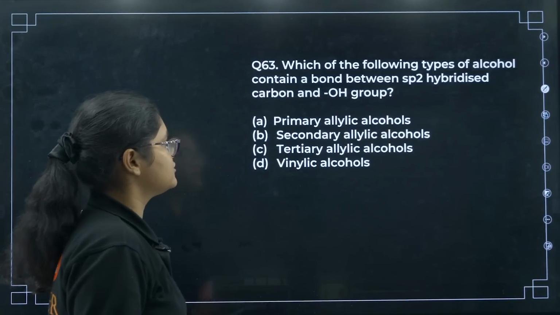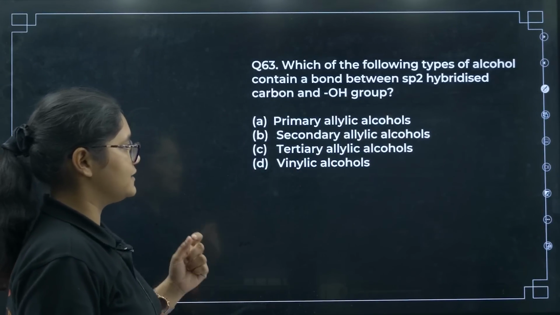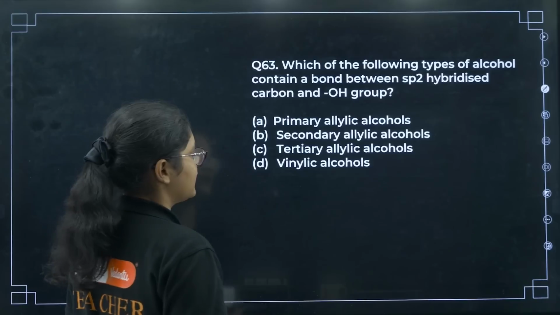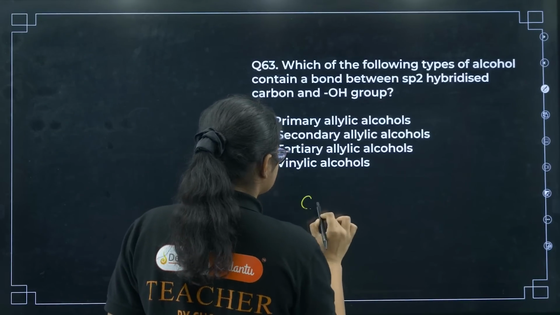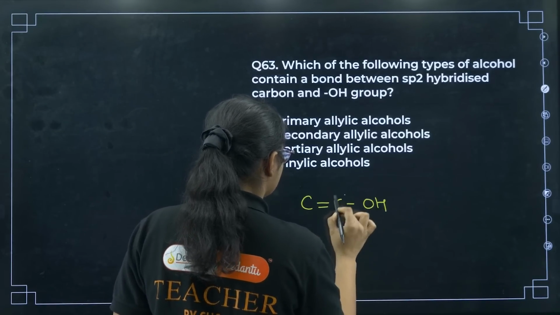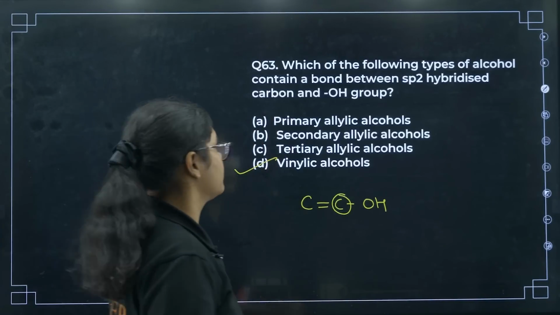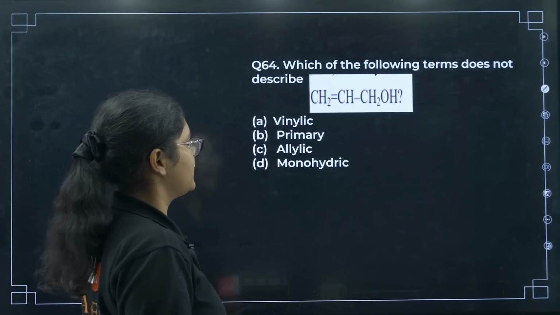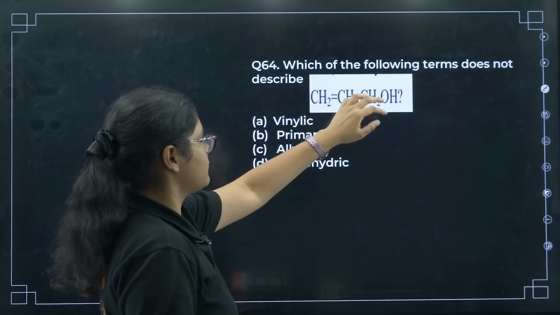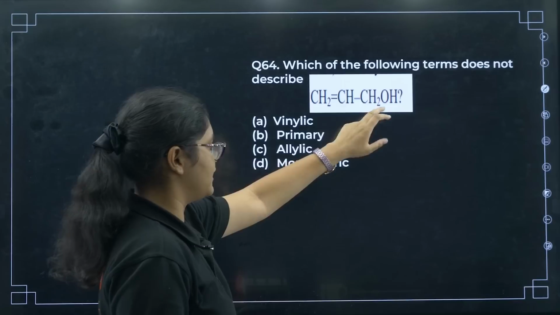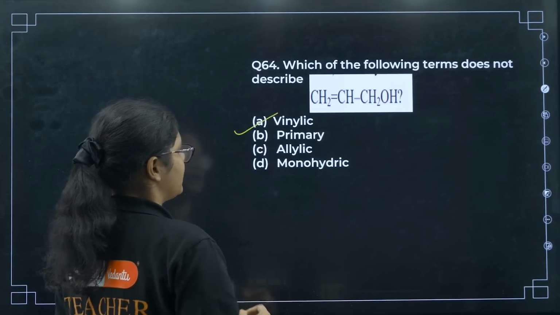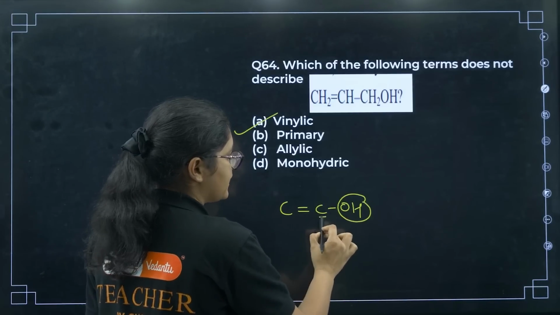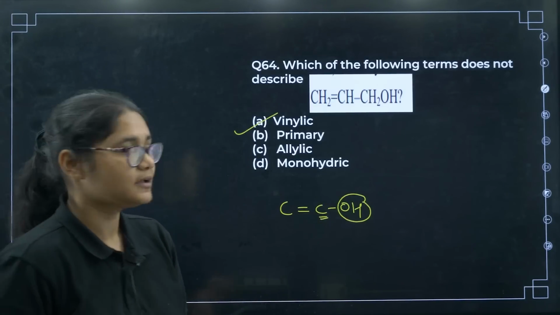Next, which of the following types of alcohol contains a bond between sp2 hybridized carbon and OH? So you can see here that is vinylic alcohol, the sp2 carbon containing the OH group. Okay, next we have, which of the following terms does not describe this one? This is not vinylic, this is obviously primary, this is allylic, and this is also monohydric, but not vinylic, because we discussed what vinylic alcohol is. This is vinylic alcohol where the OH is directly attached to an sp2 hybridized carbon.